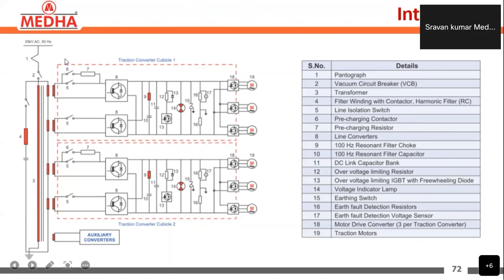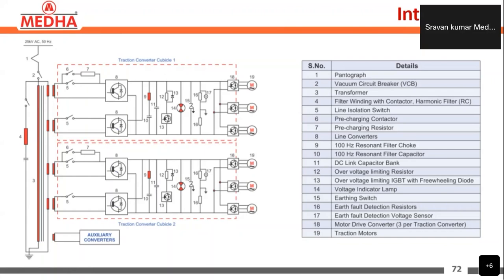The pre-charging contactor and main contactor act as an interface between the traction winding and the line converters. So what is the purpose of the pre-charging contactor and pre-charging resistors here? In the initial condition, the DC link, which consists of capacitors, 8 capacitors here, will be in a discharged state.